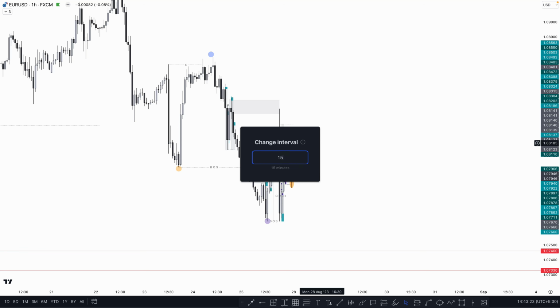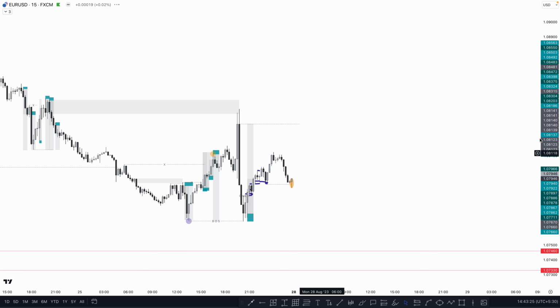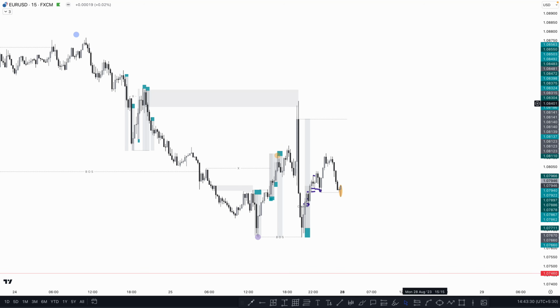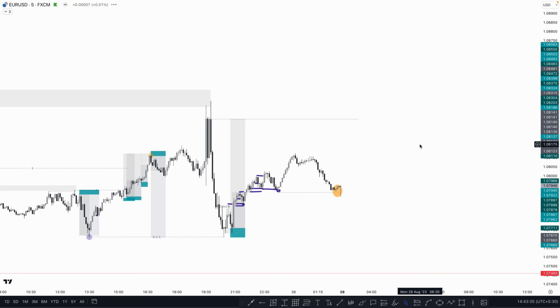Now going to switch to the 15-minute time frame to see exactly. Okay, there is no big change, a similar thing is happening here. Switch here to the 5-minute time frame.